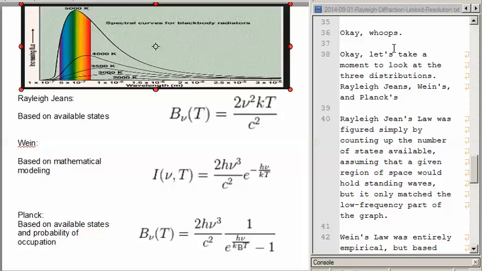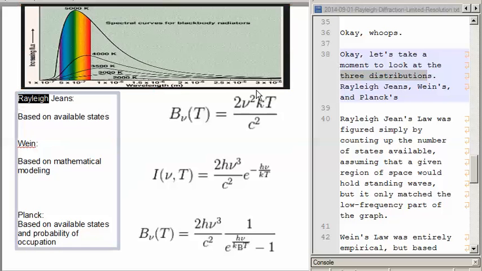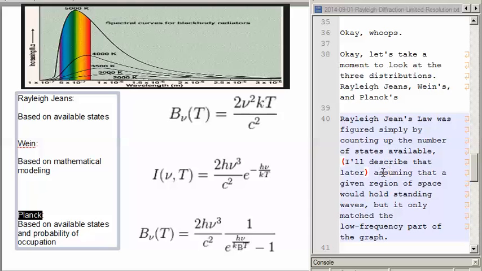Okay, let's take a moment to look at the three distributions: Rayleigh-Jeans law, Wien's law, and Planck's model of these things. Rayleigh-Jeans law says 2 nu squared kT over c squared, and was figured simply by counting up the number of states available. I'll describe that later. Assuming that a given region of space would hold standing waves, but it only matched the low frequency part of the graph. The low frequency part of the graph is over here in the high wavelength part.